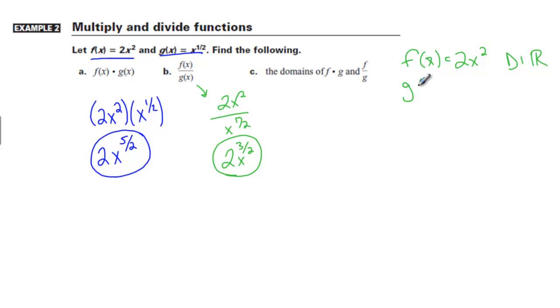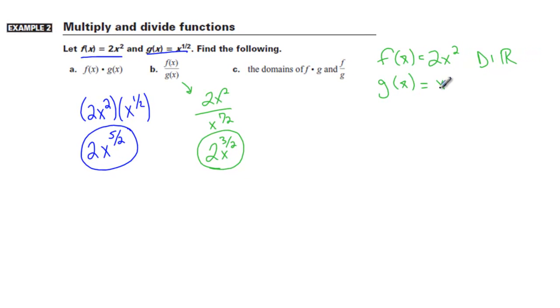For g of x, we have x to the 1/2 power, which if you remember, when we raise something to the 1/2 power, that's a square root. So x to the 1/2 is equal to the square root of x. What does that mean? Well, it means that x has to be greater than or equal to 0, because we cannot even root a negative number. And so our domain here is x has got to be greater than or equal to 0.